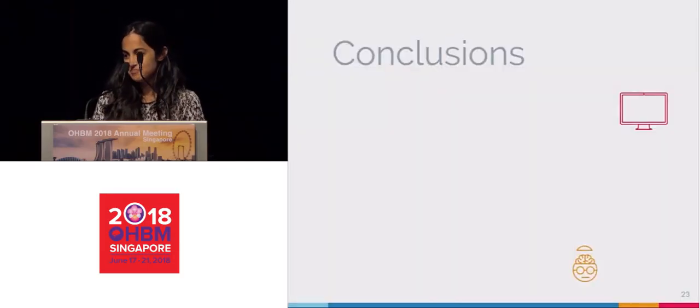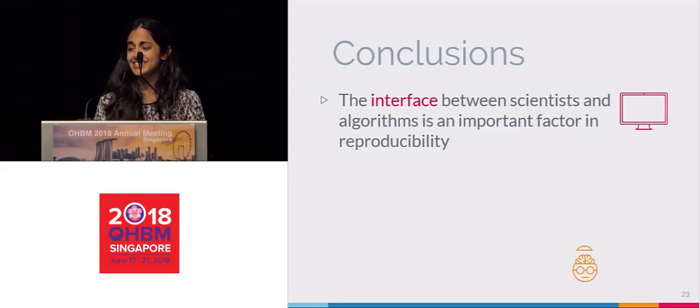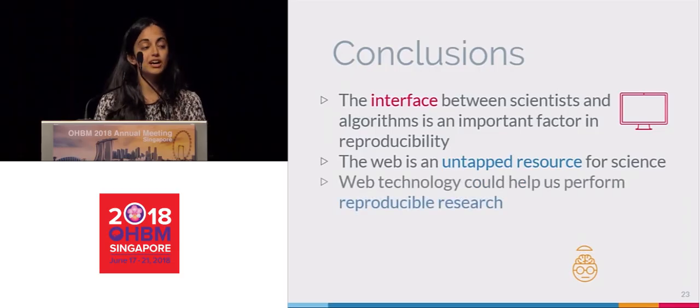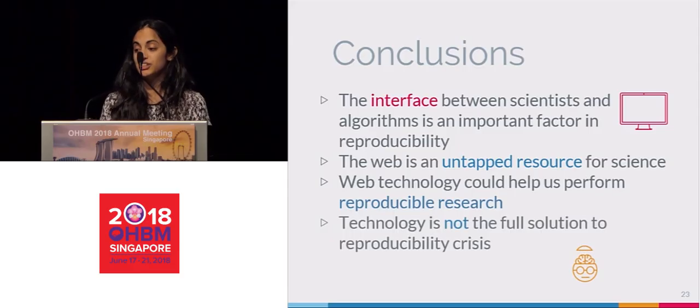So to conclude, the interface between scientists and algorithms is an important factor for reproducibility. I think the web is an untapped resource for science, and that it could really help us perform more reproducible research. But I also think that technology is not the full solution to the reproducibility crisis, and that it requires a cultural change.